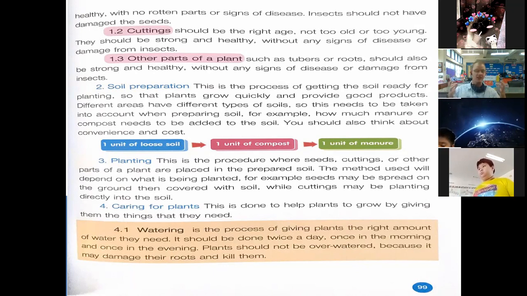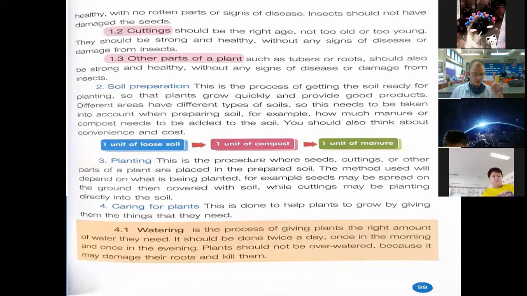What type of soil do we need? We need very good soil. Soil that is full of nutrients and microorganisms. So the process of getting the soil ready for planting, so that the plants grow quickly and provide good products. Different areas have different types of soils. So this needs to be taken into account when preparing soil. For example, how much manure or compost needs to be added to the soil? You should also think about convenience and cost.